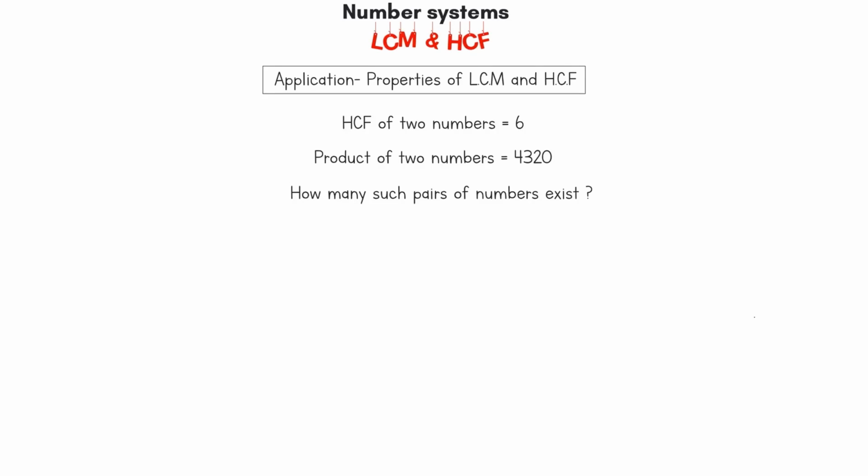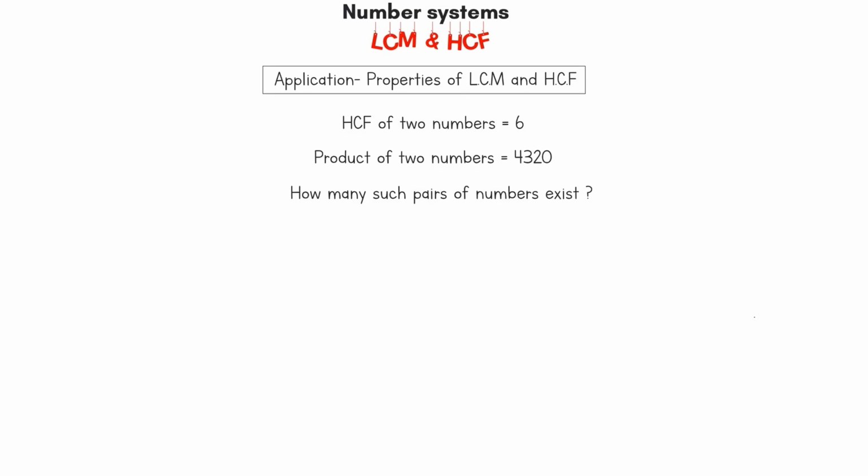Now let us look at one more sum, which is an application of properties of LCM and HCF. What has been given to me here? HCF of two numbers is 6. Product of two numbers is 4320. How many such pairs of numbers exist? Given this condition, how many numbers can I make? He's not asking us the two numbers as it was asked in the previous case. He's just asking me, if I give you this condition, how many numbers can you make?